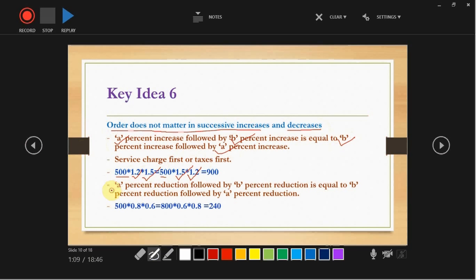The next one is A% reduction followed by B% reduction is always equal to B% reduction followed by A% reduction. For example, 500 first reduced by 20% and then reduced by 40% is equal to 500 first reduced by 40% and then reduced by 20%. And this can also be extended to any number of further reductions.